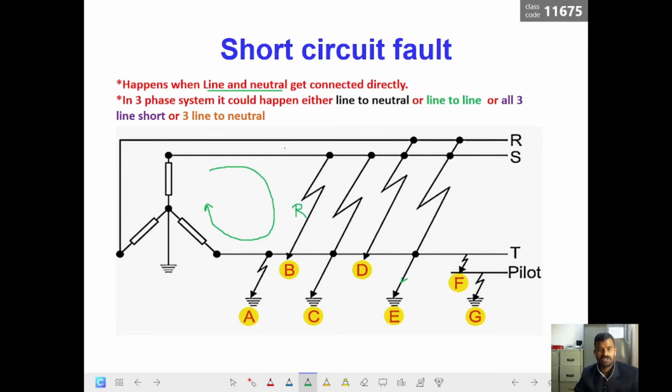So what protective devices do we usually use for protecting the load or the circuit from this type of fault? Generally we use a fuse or MCB. If the load is very big, then we may use a circuit breaker. So these are the devices.